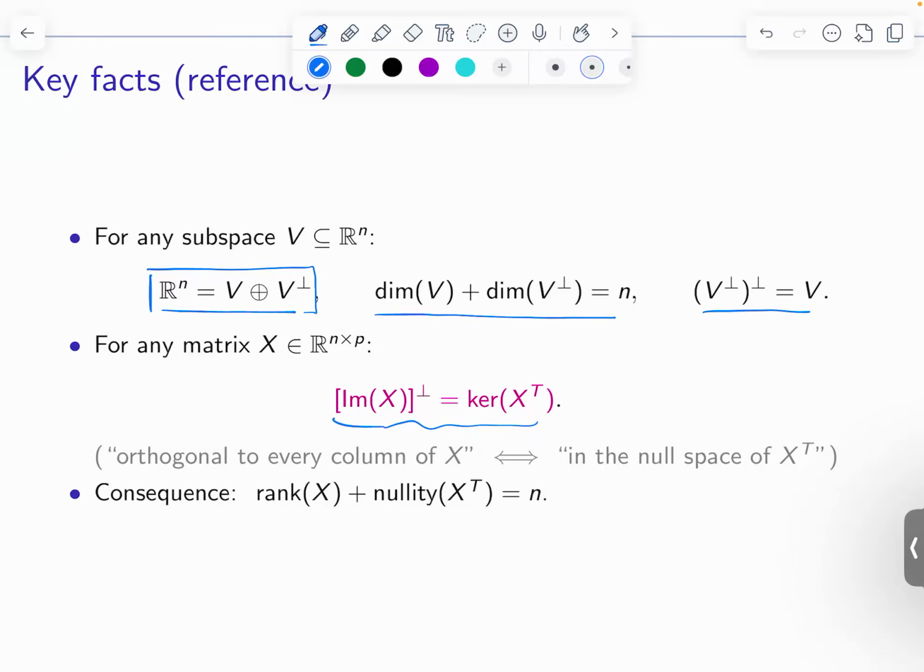It roughly says that if a vector is orthogonal to every column of X, then it is in the orthogonal complement of the image. The image of X is the span of the columns, so to be orthogonal to the image is equivalent to being orthogonal to every column. That's necessary and sufficient. So being orthogonal to every column means that you are in the null space of X transpose.